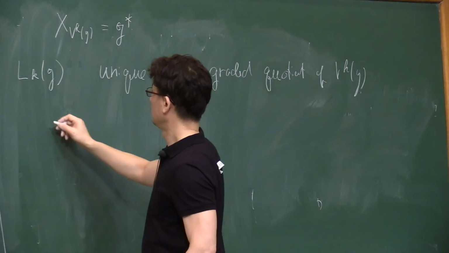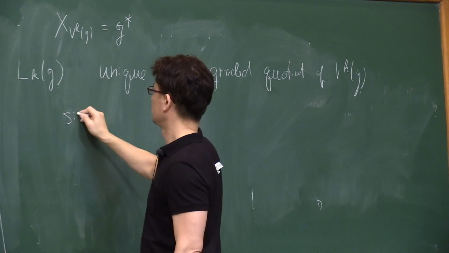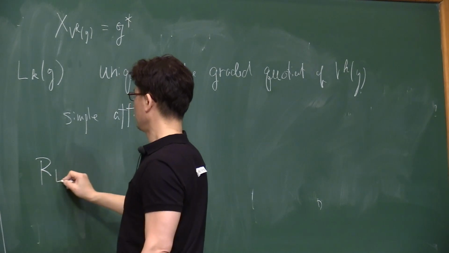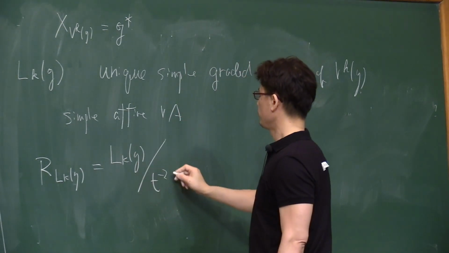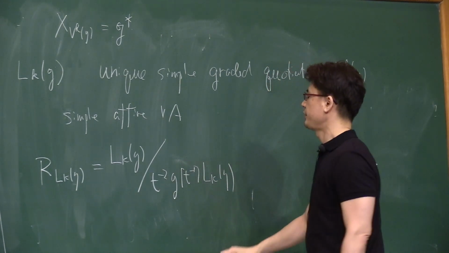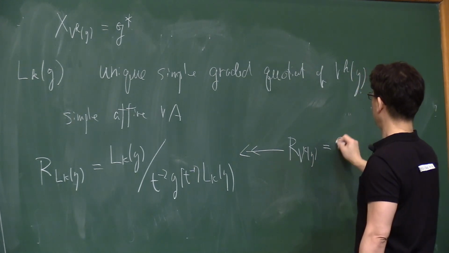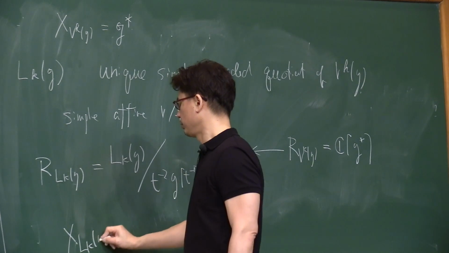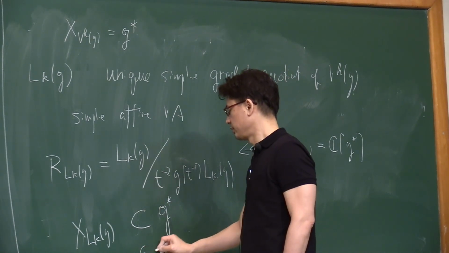Then this has the structure of a vertex algebra. So it inherits the vertex algebra structure from V^k(g) and is called the simple affine vertex algebra. And for this one, the Zhu algebra has the same description. It's just a quotient of this module by this subspace, and obviously a quotient of R of V^k(g), which is identified with functions on g star. So the associated variety of this simple quotient is a subvariety of g star, which is G-invariant and a cone.